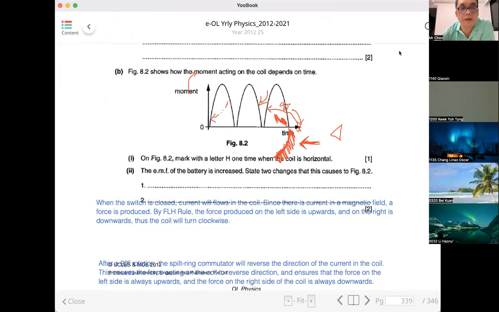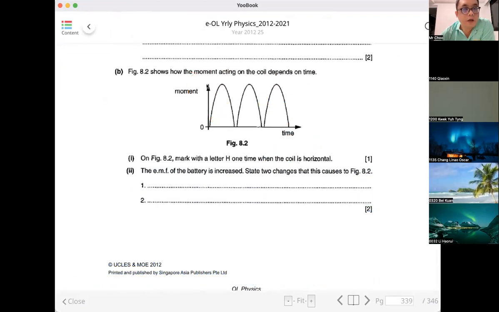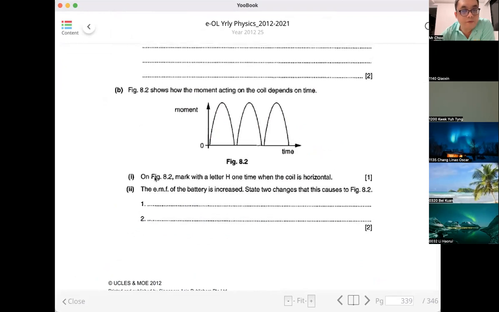Let's look at part B. This figure shows how the moment acting on the coil depends on time. We're talking about moment versus time. On figure 8.2, mark with the letter H where the coil is horizontal. Basically, this is your north, this is your south, this is your split ring commutator, and your coil is here.